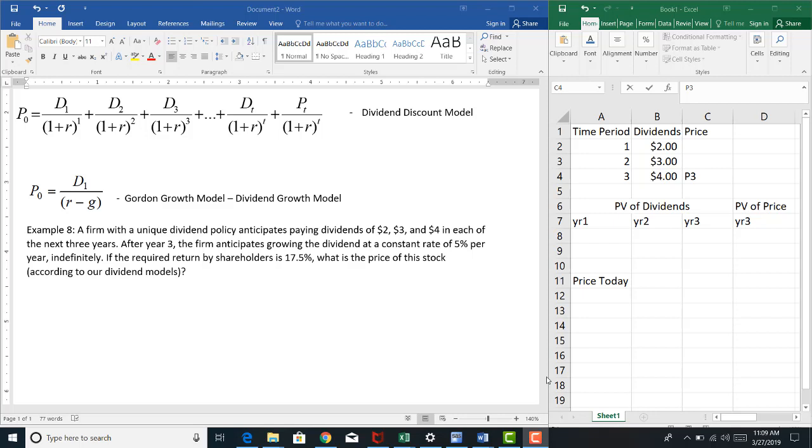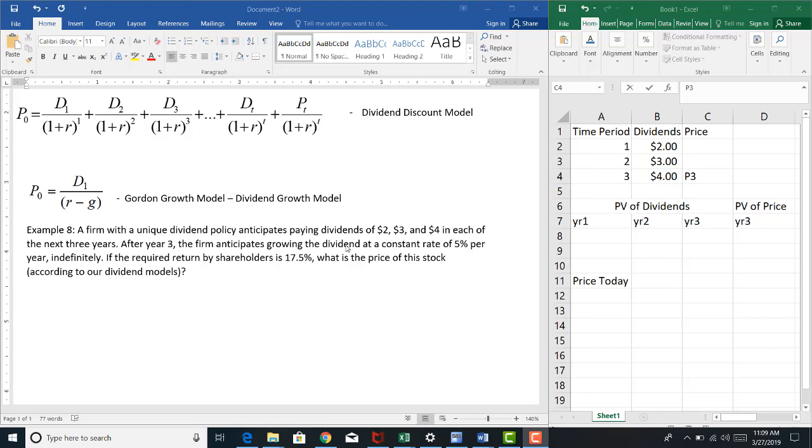been using? So a couple of things to note here. First of all, the dividends are going to be growing at a constant rate of 5% per year indefinitely, meaning that we can use the Gordon growth model. However, the dividends are not growing at a constant rate in years 1 through 3. They're growing by a constant amount, but not a constant rate.